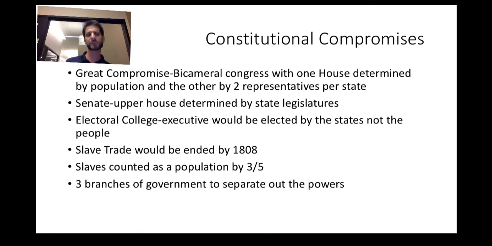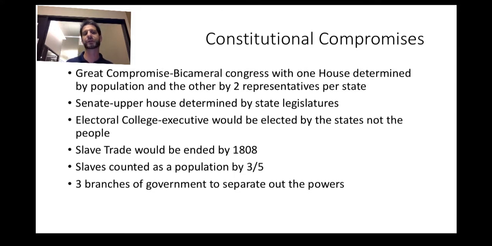Now, one thing that's a little bit different from our time period, we tend to think of the Congress as two equal houses. It's not the way they thought of it back then. The Senate, which we're very familiar with today, was called the upper house. And they were determined by state legislatures, not by the common vote. We end up voting for people in the Senate by the common vote in the Progressive Age, in the early 1900s. So why did they do it this way?